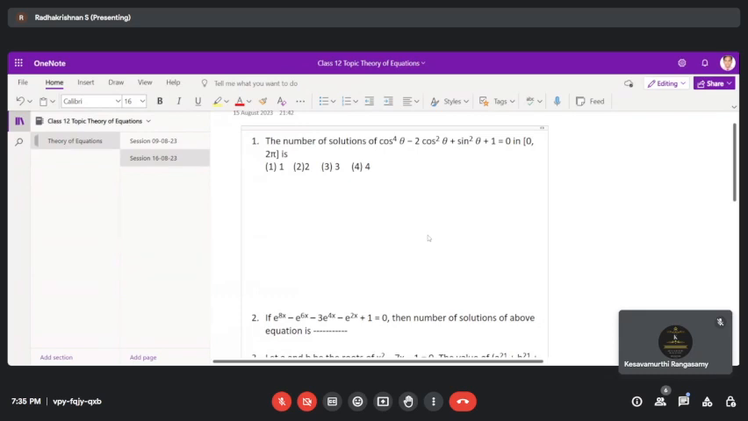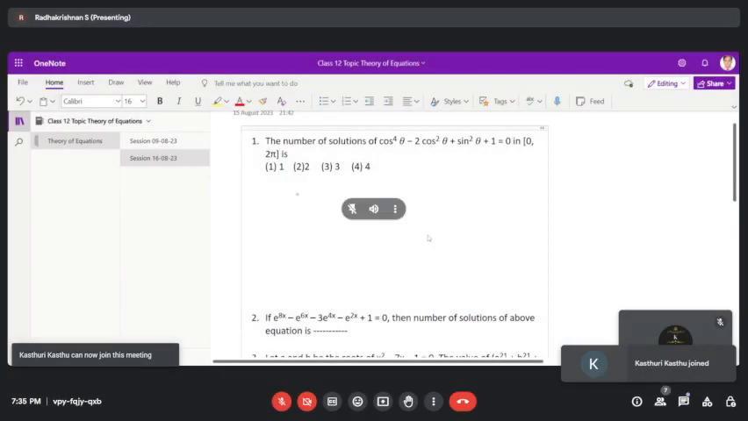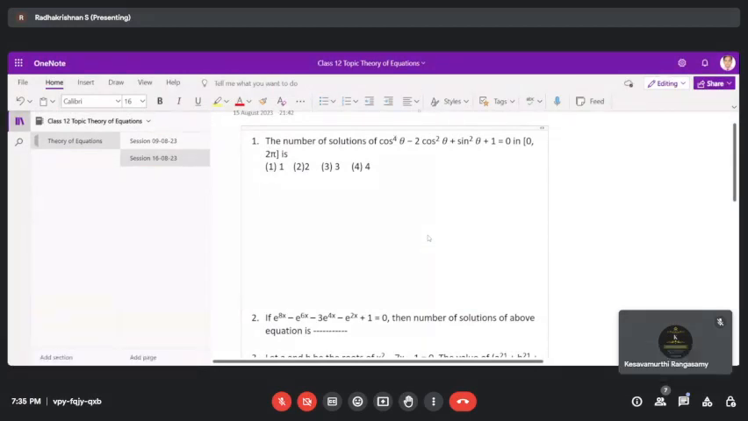So what type of equation is this? Is this a polynomial? No, sir. This is not a polynomial. So you cannot say that this is a 4th degree polynomial, therefore it will have 4 solutions. This is looking like a polynomial, but this can be converted to a polynomial through suitable substitution, but this is not a polynomial.